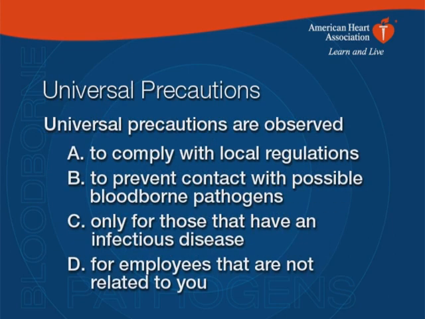Which of the following correctly describes why universal precautions are observed? Universal precautions are observed: A, to comply with local regulations, B, to prevent contact with possible bloodborne pathogens, C, only for those that have an infectious disease, or D, for employees that are not related to you.